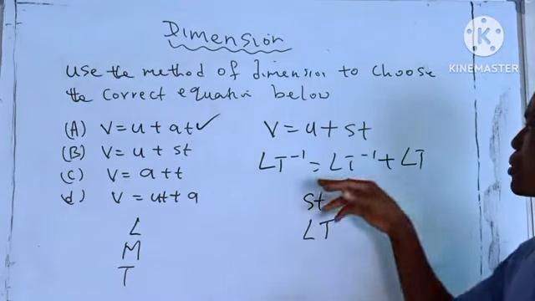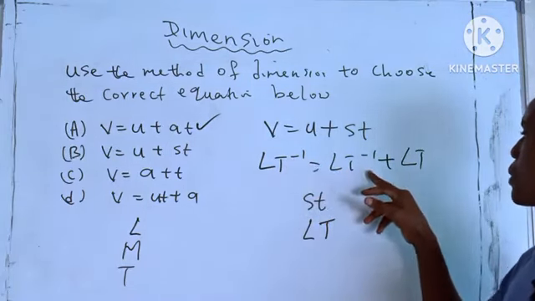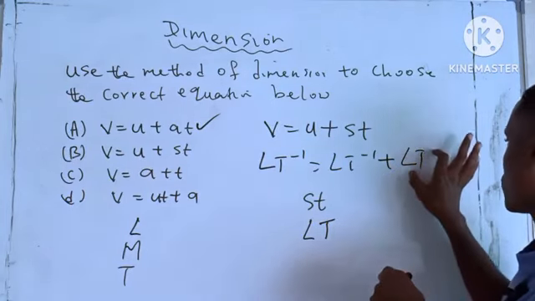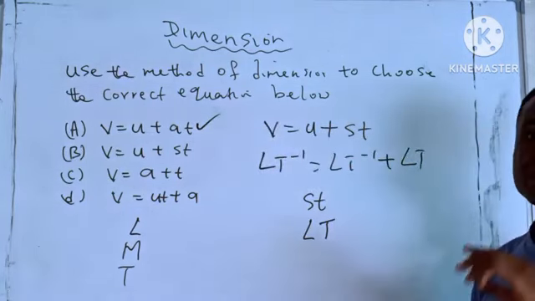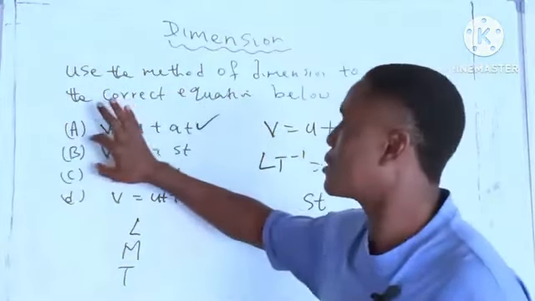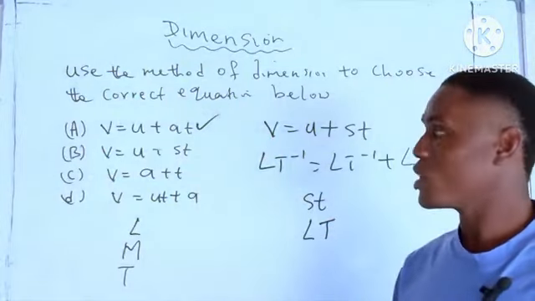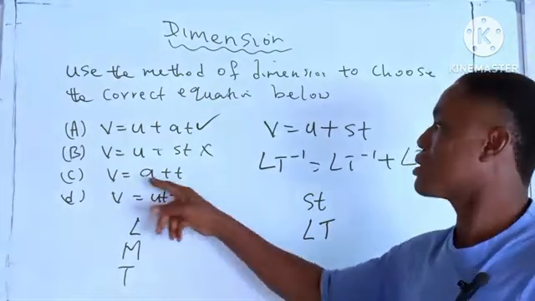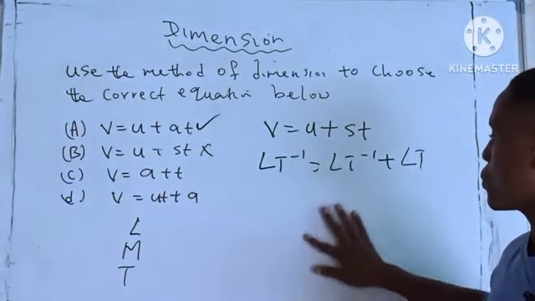So from this one, these two are the same, Lt raised to minus 1, Lt raised to minus 1, but this one is different, only Lt. So this particular one is different from this one. So any one that contains a different dimension means the whole of that equation is dimensionally incorrect. So this one is bad. Even if you solve for this one, it will still give you a wrong dimension.